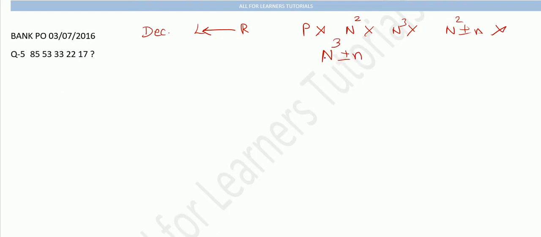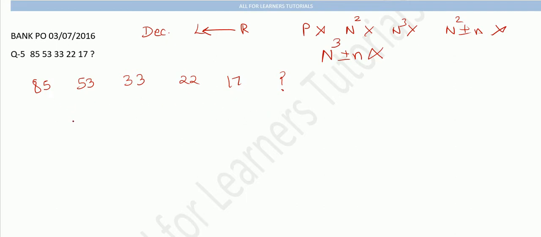Now just check without writing anything. N cube plus minus n. Nearest cube is what? 64. 64, 84, 85 is too far. That means clearly it's not the n cube plus minus n series. Okay, now we will just apply the jumps. Okay, we will just check whether the jumps are high or low. Are you able to get whether the jumps are high or low? I'm not able to get.